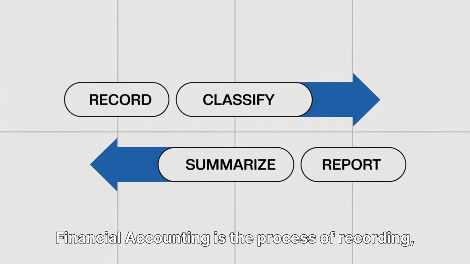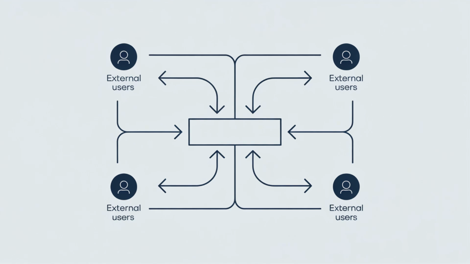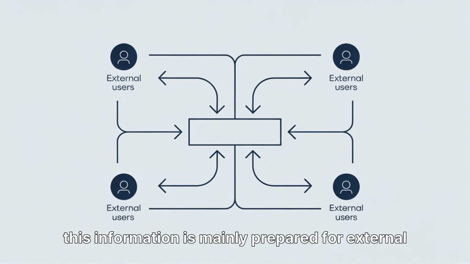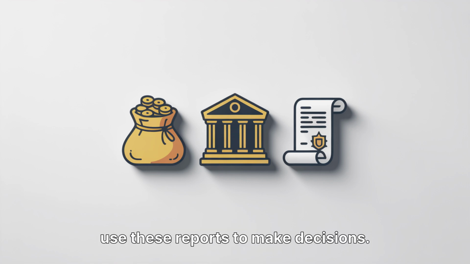Financial accounting is the process of recording, classifying, summarizing, and reporting financial transactions of a business. Now the key point here is, this information is mainly prepared for external users. For example, investors, banks, and government authorities use these reports to make decisions.